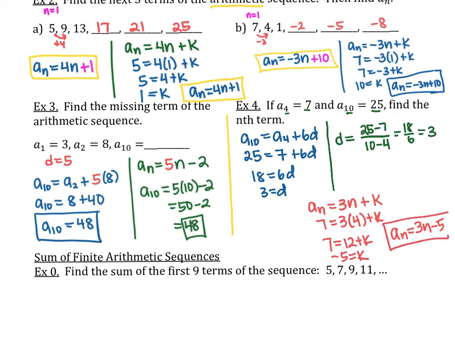Okay, and again, once you're done, I would just double check in your head real quick. If I plug in 4, 3 times 4 is 12, 12 minus 5 is 7. If I plug in 10, 3 times 10 is 30, 30 minus 5 is 25.